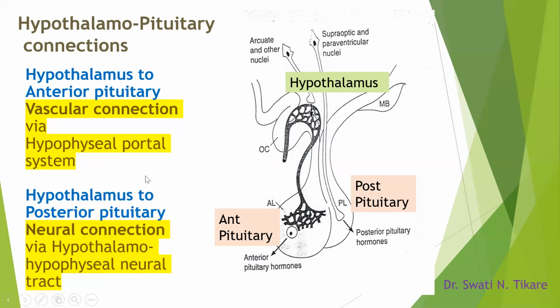Whereas the connection between hypothalamus and posterior pituitary is a neural one. There is a neural connection through the hypothalamo-hypophyseal neural tract. Okay, so remember, hypophysis is another name for pituitary. So you can see this is the neural tract from the neurons or nuclei of the hypothalamus. This tract is coming lower down and ending here in the posterior pituitary. So the connection between hypothalamus and posterior pituitary is a neural one.